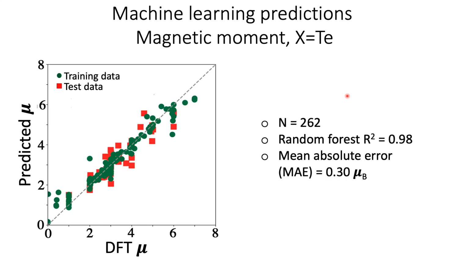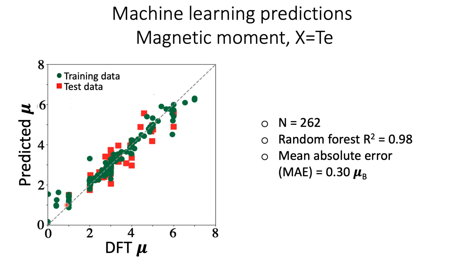And we can plot the DFT magnetic moment on the horizontal axis and compare that with the ML prediction of magnetic moment on the vertical axis, where this dashed line is the perfect prediction line, which is just a guide to the eye. Plotting my training data, my green circles, against my test data, my red squares, I find in both cases the points are falling pretty close to this perfect prediction line, indicating that our model is performing pretty well and generalizing fairly well, which is what we want.